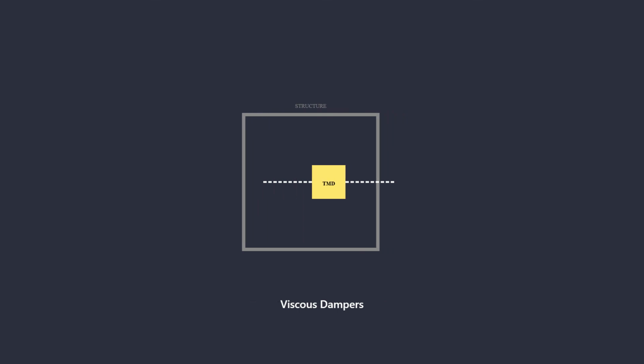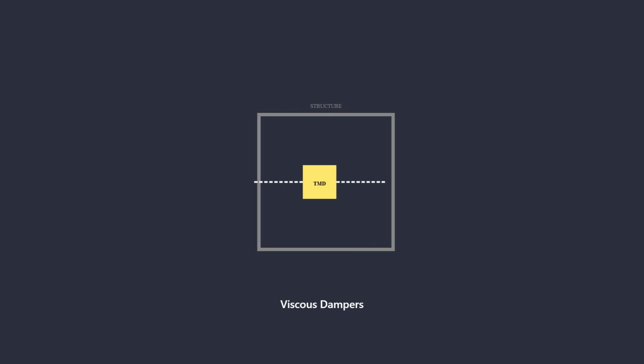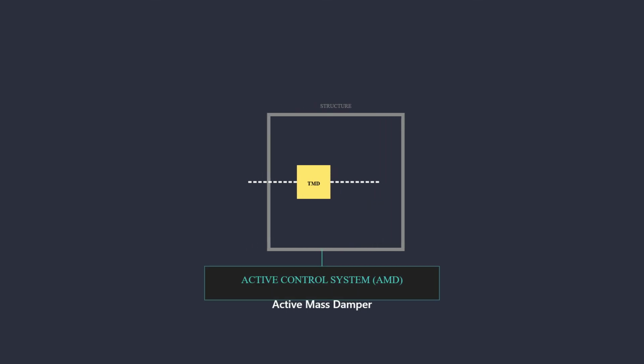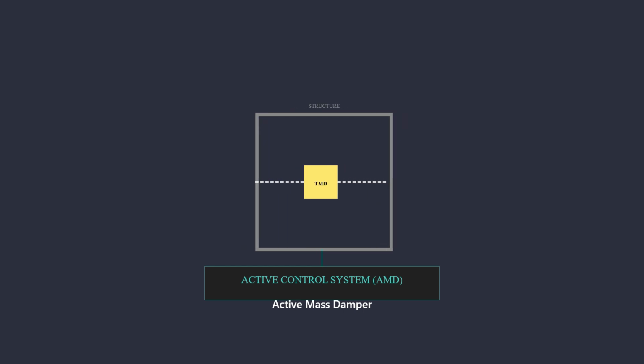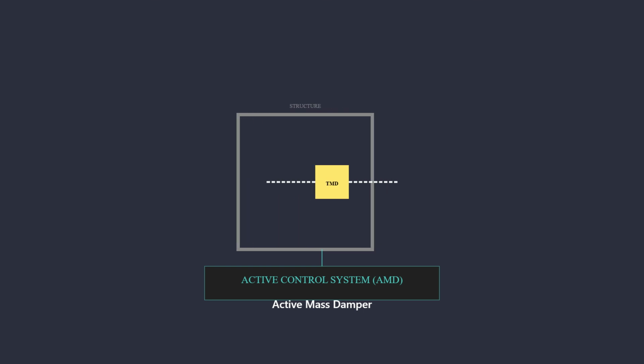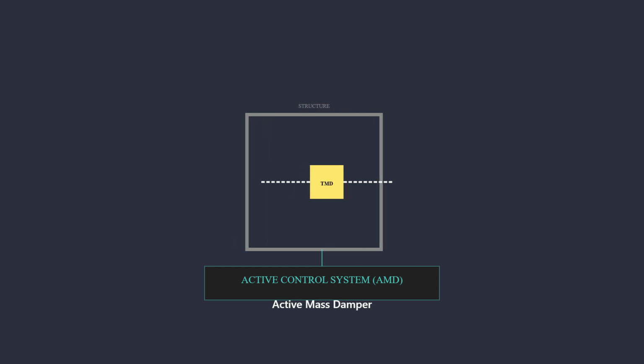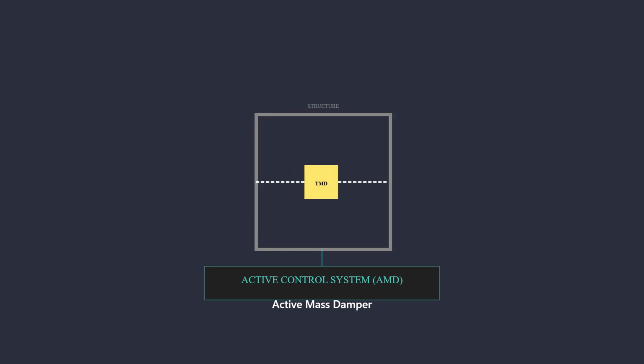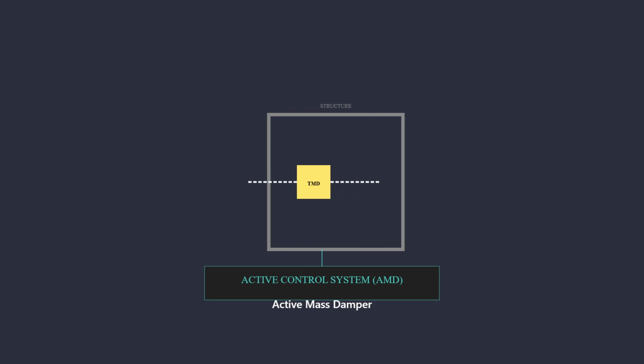Viscous dampers utilize fluid resistance to absorb kinetic energy, proving effective against both wind-induced and seismic loads. Active mass dampers, or AMDs, employ sensors and actuators to apply counterforces in real time based on measured structural response. AMDs offer superior performance in controlling multiple vibration modes simultaneously. However, AMDs require external power sources and complex control algorithms for reliable operation, increasing maintenance complexity compared to passive systems.